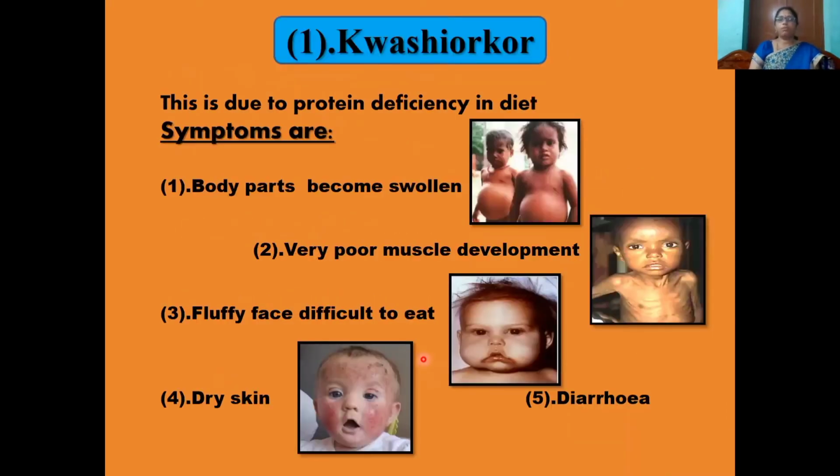Now let us discuss the first one, kwashiorkor. This is due to protein deficiency in the diet. Children, we can see these features and observe kwashiorkor symptoms. First one is body parts become swollen. Second one is very poor muscle development. Third one is a fluffy face and difficulty eating. Fourth one is dry skin. And fifth one is diarrhea.